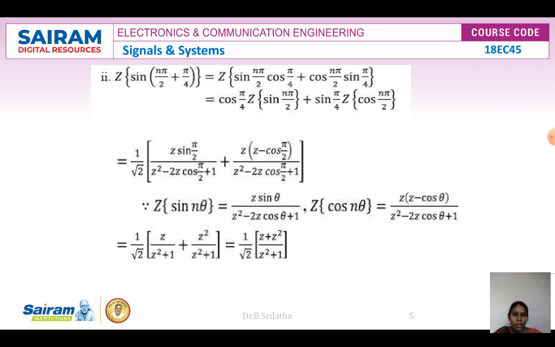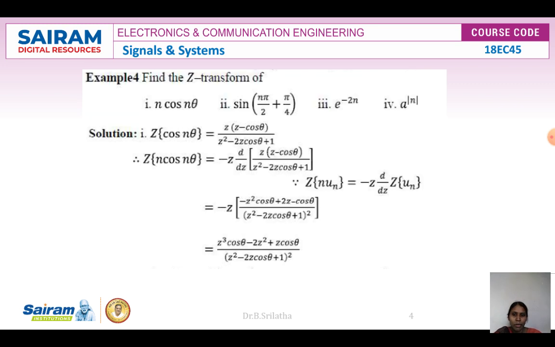After that we can simplify. Now this is 1 by root 2 into this one. You know the sin pi by 2 value, so you can substitute. Similarly cos pi by 2 value we can substitute, and similarly here also we can substitute to get this one. All the values we can substitute. At last we got this, which is the final answer.